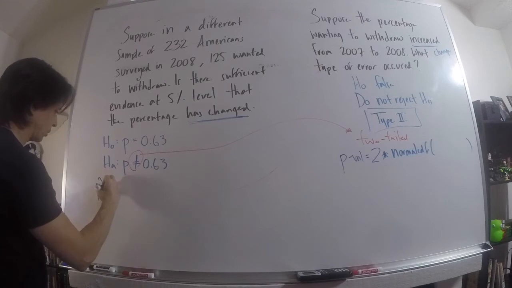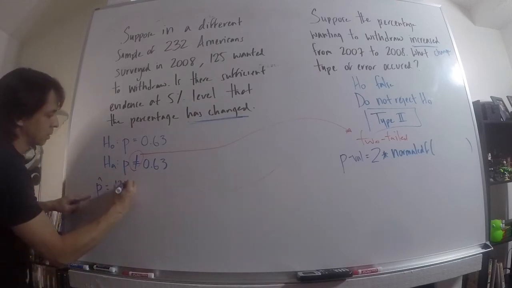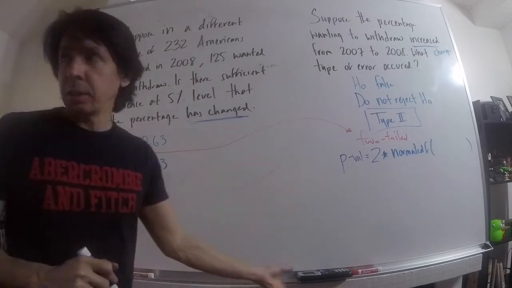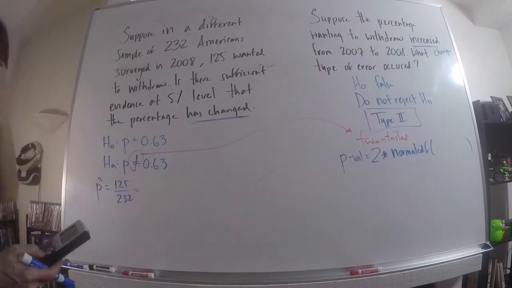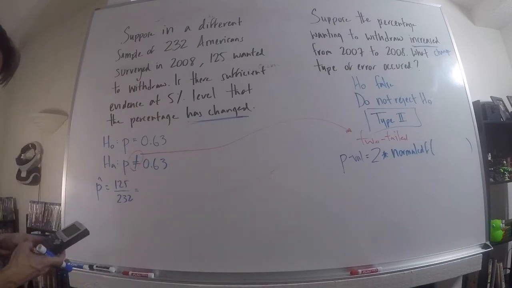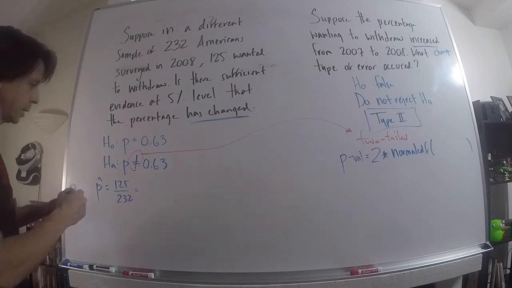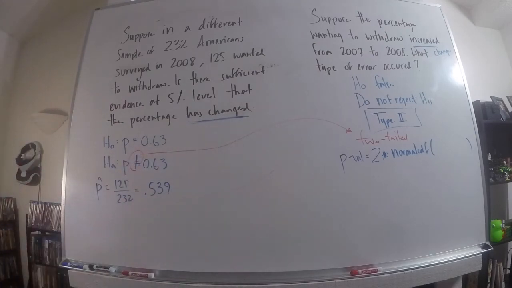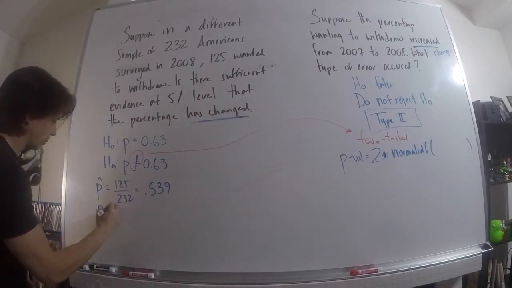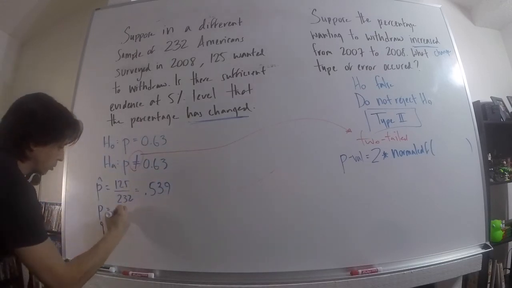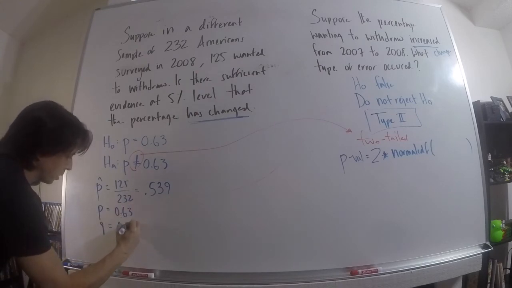All right, my p-hat is different. New sample. Last time it was 72% who wanted to withdraw, slightly higher than the 63%. This time it's 0.539 when we round to 3 places. So this percentage is less than what we expected. Doesn't mean we're going to reject. It depends how far less, and on all the computations and probability, basically. p is 0.63 still. q is 0.37.